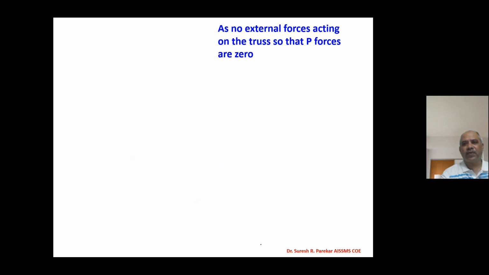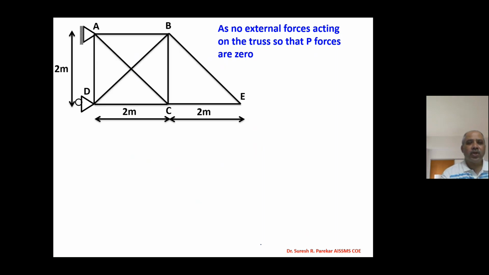Now, as no external forces are acting on the truss, the P forces are 0. So now we will apply unit force in BD. So we have step 3, P forces. Now we have step 4, K forces.